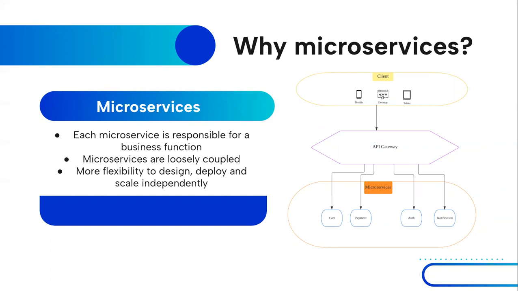Compared to a monolithic architecture, where an application is built as a single unified unit, this kind of architecture provides organizations with more flexibility to design, deploy, and scale independently, and thus it can have a significant impact on development speed, as well as the efficacy of agile working. For example, in the same shopping application, the services are split separately into cart, payment, authentication, notification, and more.